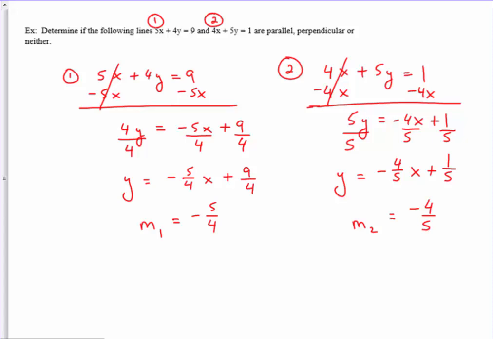Now, if these two lines were parallel, their slopes would have to be identical. We see in this case that the slopes share the same sign, but actually are reciprocals of each other, so they are not parallel. To be perpendicular, they would have to be reciprocals of each other, which is the case, but they would also have to be opposite in sign. So in this situation, maybe one of them needs to be negative 5/4, the other one would have to be positive 4/5, and we see that that is not the case. And so for this example, the answer would be that they are neither.